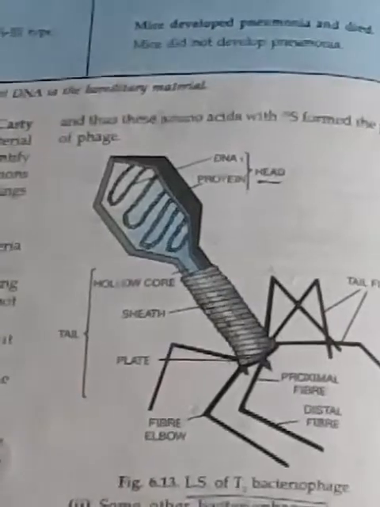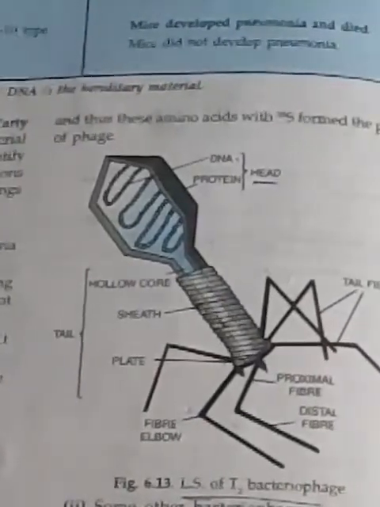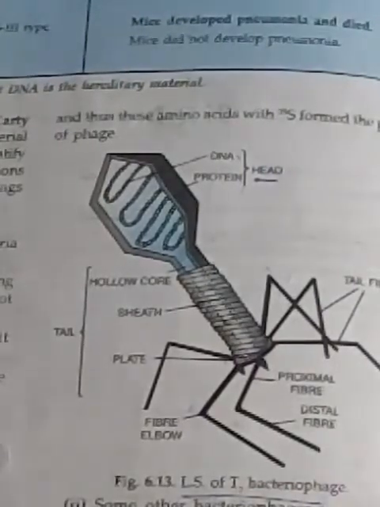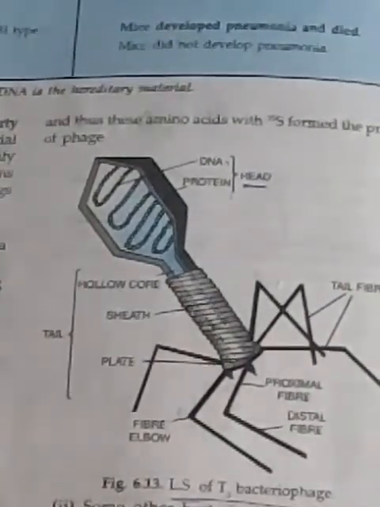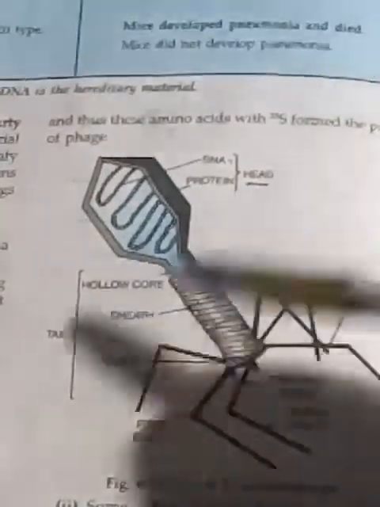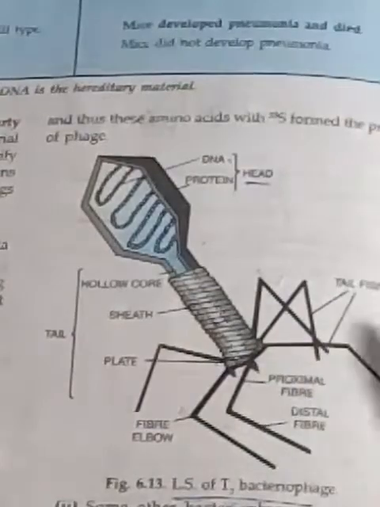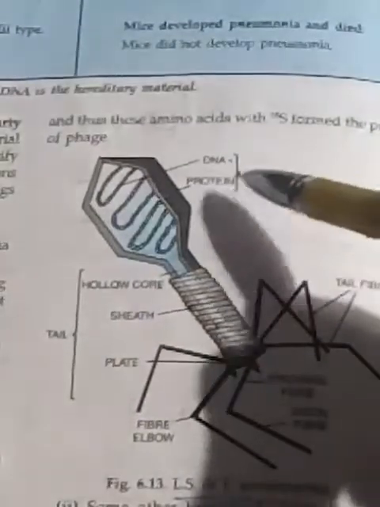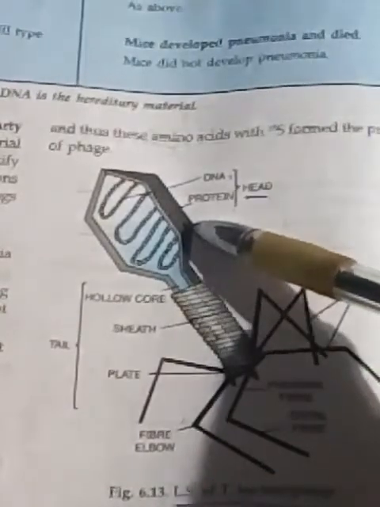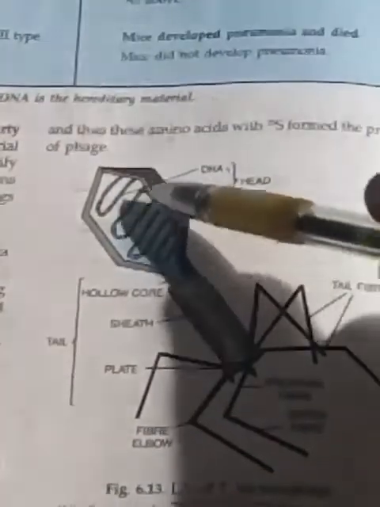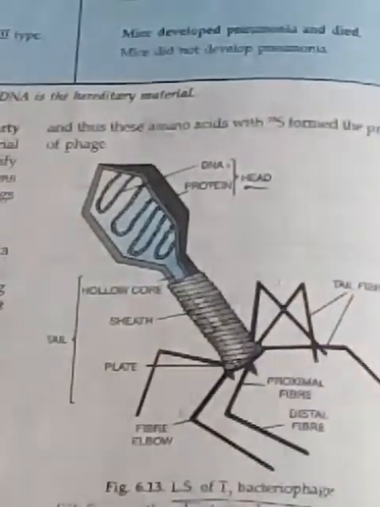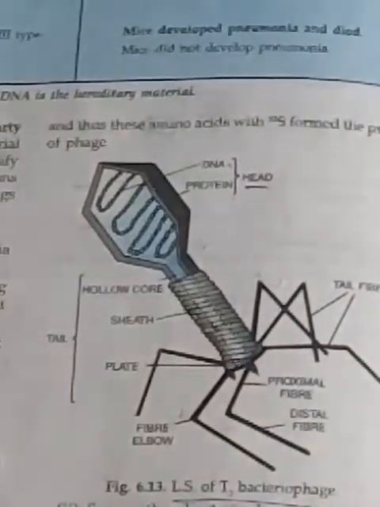Another experiment is by Hershey and Chase in 1952. He took the T2 bacteriophage. Bacteriophage has this shape. It is made of head, tail, and tail fibers. The head is made of DNA and protein coat. This protein coat contains sulfur, and DNA contains phosphorus. This is the tail and tail fibers. This is the structure of the T2 phage.